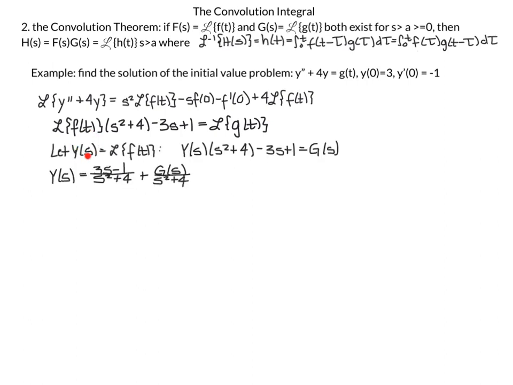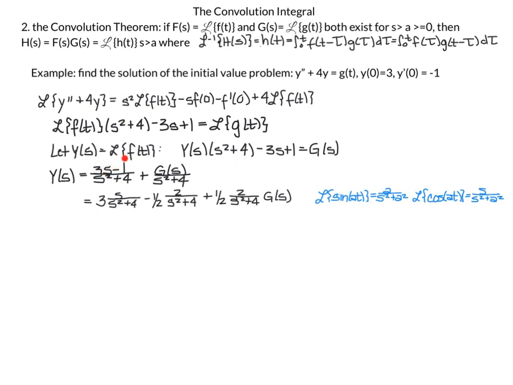I'm going to let capital Y of s equal the Laplace transform of y of t. So what I have is Y of s times s squared plus 4, minus 3s plus 1, equals capital G of s, which I let be the Laplace transform of little g of t. Now Y of s, moving this over and then dividing everything by s squared plus 4, is 3s minus 1, because I moved it over, divided by s squared plus 4, plus G of s over s squared plus 4.